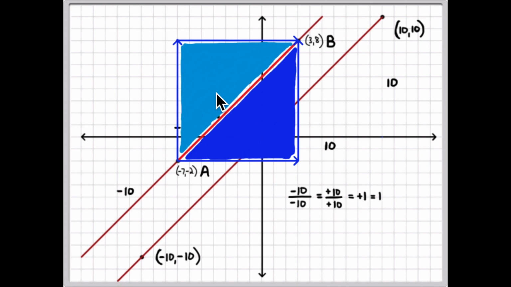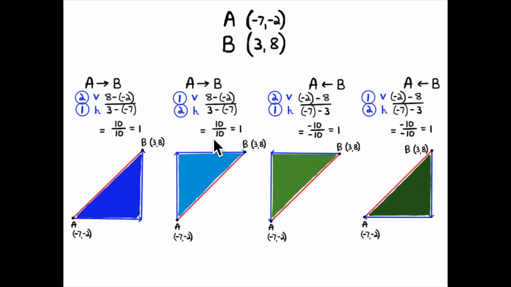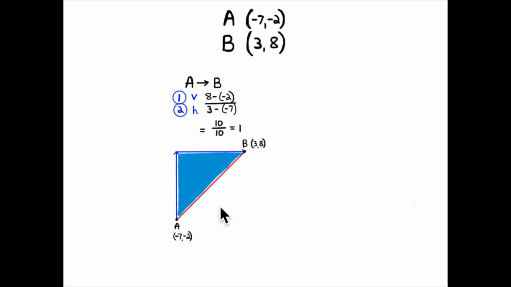Or we could have slid this slope triangle along the y-axis first, and then the x-axis. So it's this slope triangle right here. So now we're going to move from A to B, but we're going to calculate the vertical length first, which is going to be 8 minus a -2, and subtracting a -2 is the same as adding 2. And then the horizontal length, which is 3 minus a -7, which is the same as 3 plus 7, same as adding 7. So we're going to calculate the vertical length first, and then the horizontal length.